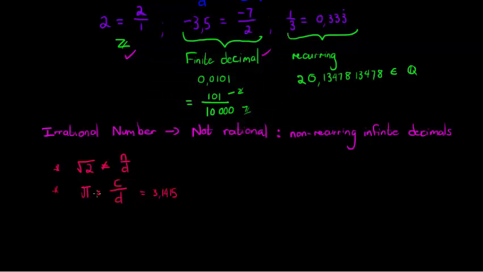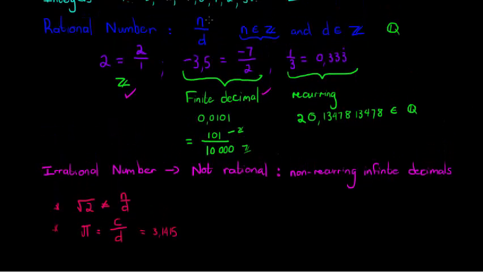But pi is the ratio of the circumference divided by the diameter. Now you might tell me, but doesn't that mean that it can be written as a fraction? And yes, it can be written as a fraction, but not in the sense of rational numbers where the numerator is an integer and the denominator is an integer. In this case, either one of the two, either the circumference or the diameter, would be an irrational number itself.